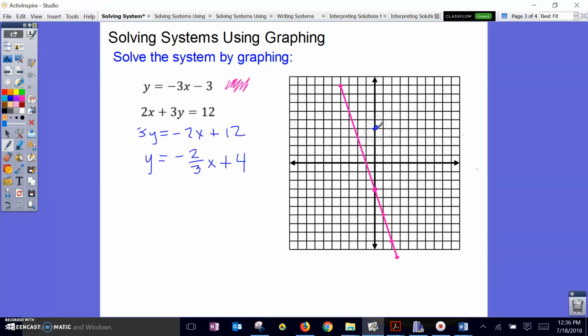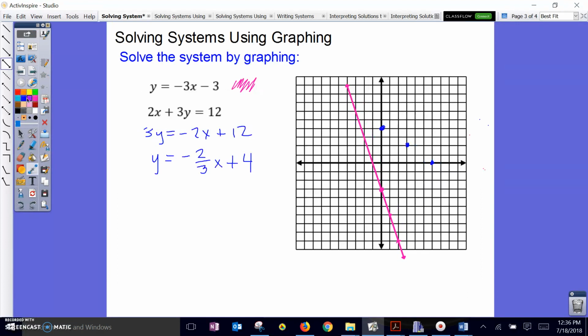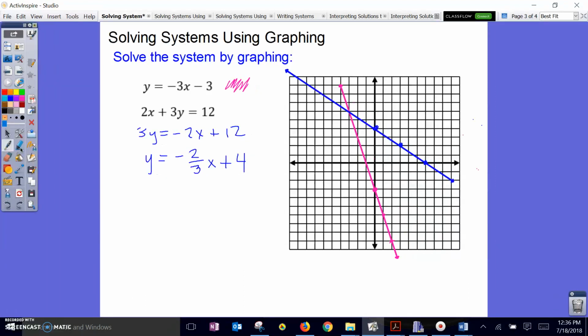So we'll plot the y-intercept at 4. And the slope tells us go down 2 and over 3 to the right. Down 2 and over 3 to the right. And then I'm going to draw the line through those points. There we go. And the intersection point for these two lines is right here. And that's the point negative 3, comma 6.